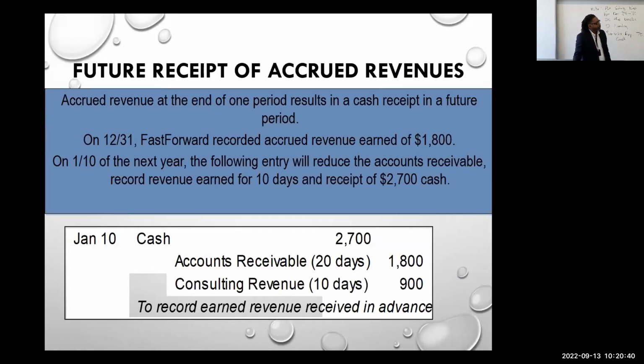Future receipt. But let's say, for instance, on January 10th, they pay off what they owe. What we would do, we debit the cash. They paid us $2,700. We credit the accounts receivable for $1,800, and we credit revenue for $900. That $900 represents the 10 days, January 1st to January 10th. This $900 represents the 10 days that they owe for that year.